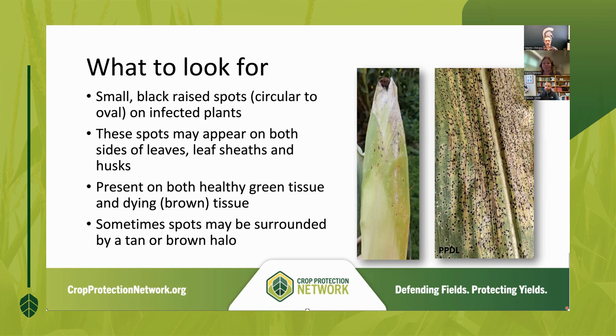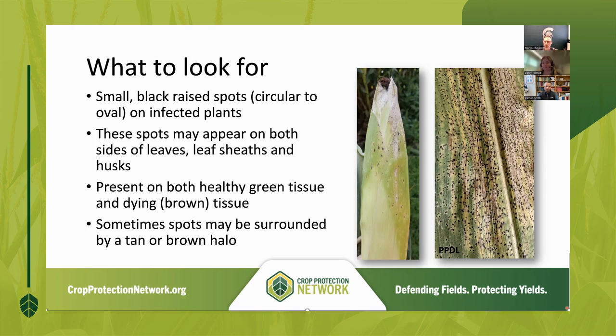And we can see it both on the healthy green tissue, and then as the tissue dries down and turns brown and blighted, they also can be found. And in some instances we might see a halo, or what we call a fisheye lesion, around that stromata. I don't see it as regularly in Indiana, but it is present in most fields at a low level.